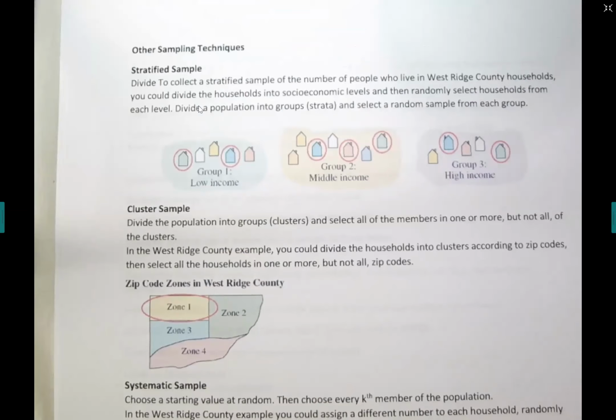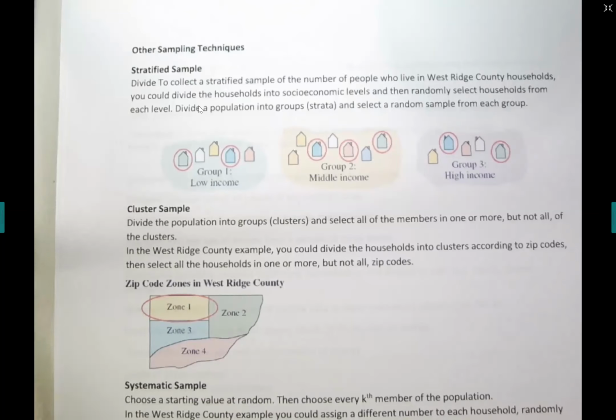Okay. Other sampling techniques, guys. Let me show you. And please pay attention to those, because you'll be working mainly with those things in section 1.3. Stratified sample. This is called a stratified sample. Here's how this works. You divide the population into groups, and then you go and get members from each group and put them together to make your sample.